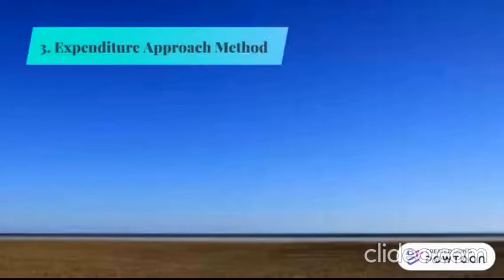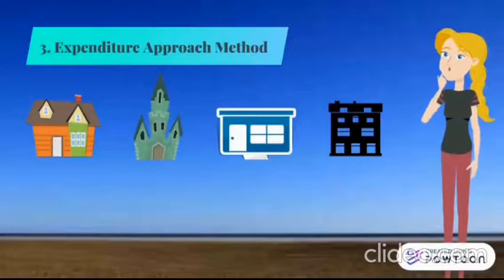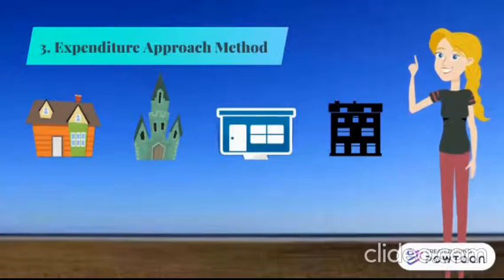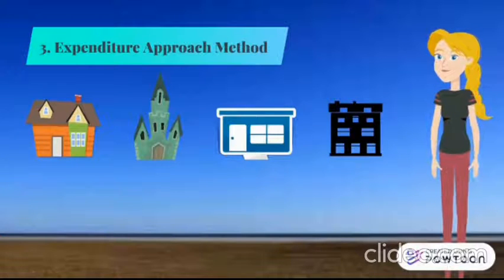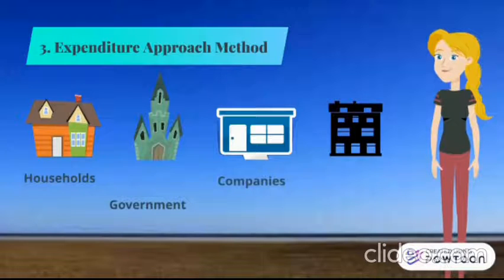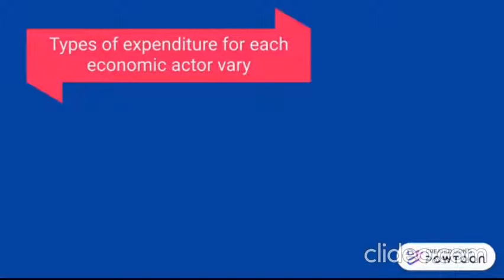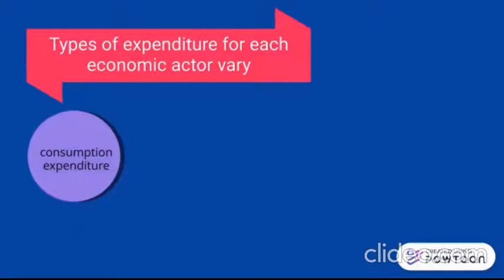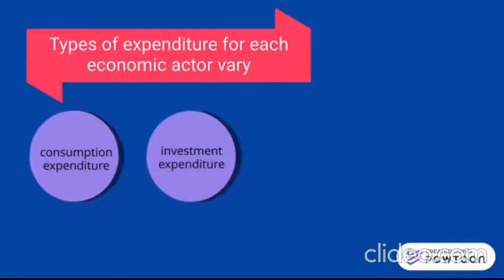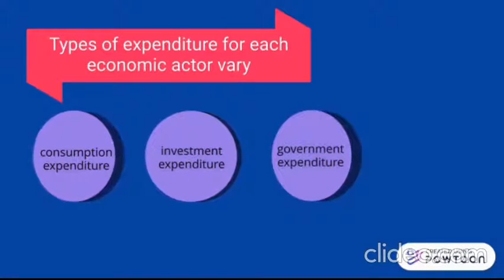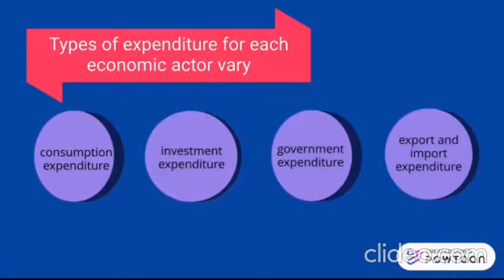Third, expenditure approach method. This approach is carried out by adding up all expenditure in various sectors of the economy, including household, government, companies, and various communities. Types of expenditure for each economic actor vary: consumption expenditure, investment expenditure, government expenditure, and export and import expenditure.